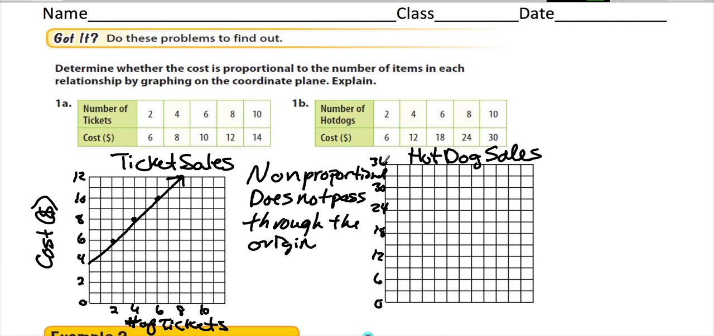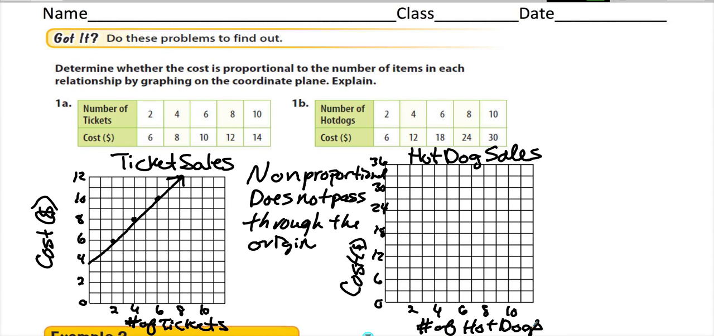All right, can we count normal on this one? Yeah, we can do just evens on this one. Okay, so 0, 2, 4, 6, 8, and 10. Okay, and let's label. So this is cost over here. This would be hot dogs, number of hot dogs down there. Okay, let's graph this out then.